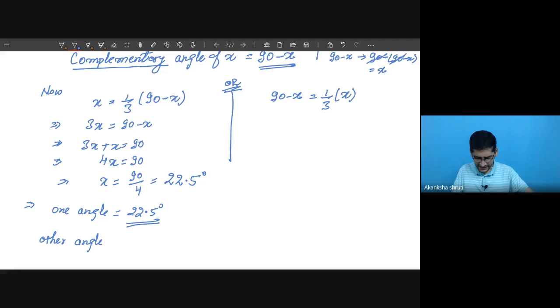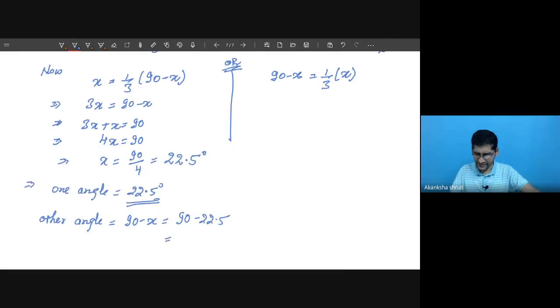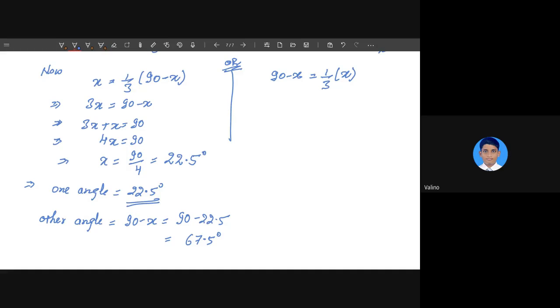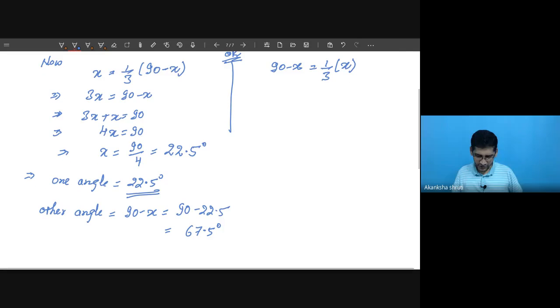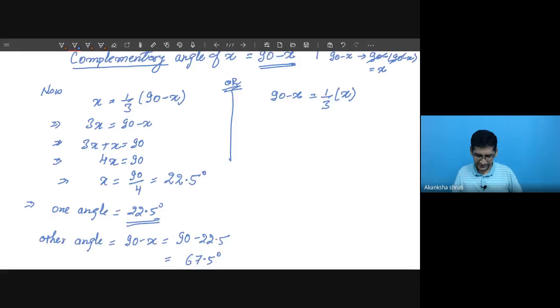What is the other angle? The other angle is 90 minus x. So we have to calculate 90 minus 22.5. What will be left? It will be 67.5.